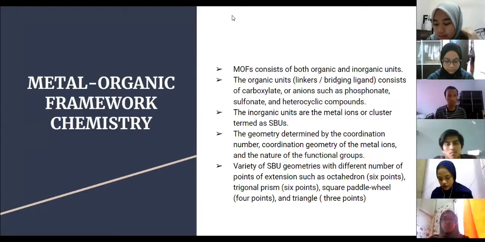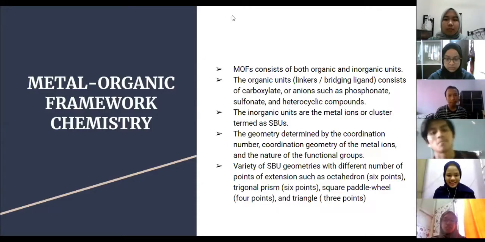The geometry of the metal organic framework is determined by the coordination number, the coordination geometry of the metal ions, and the nature of the functional groups. There is a variety of SBU geometries with different numbers of points of extension, such as octahedron, which has 6 points, trigonal prism, square parallel, 4 points, and triangle.